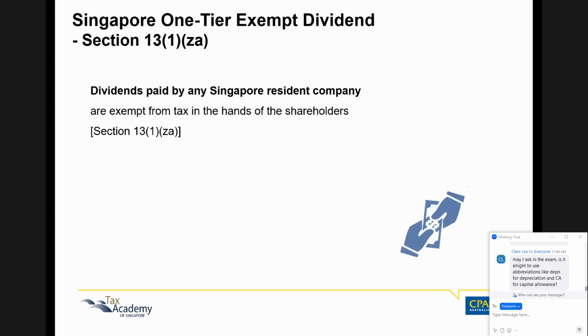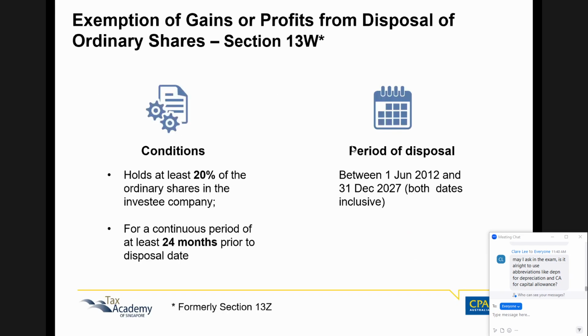So what you need to know is that Singapore one tax exempt dividend. These are dividends paid by Singapore resident company that exempt from tax in the hands of shareholders. So very simple, if you look at dividend income from a Singapore resident company exempt from tax, in your tax form, you let it off, but you don't have to add back the income. Okay, this tax exemption on gains and profits from disposal of ordinary shares.